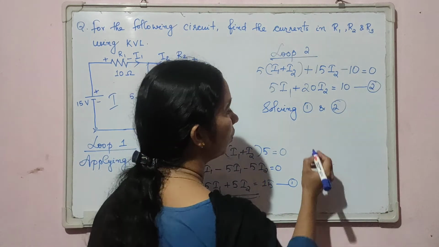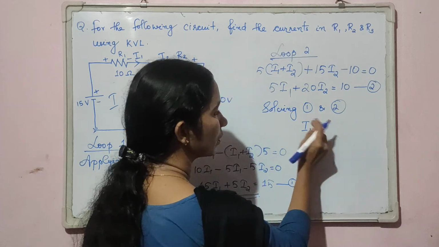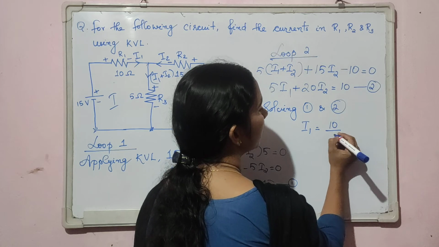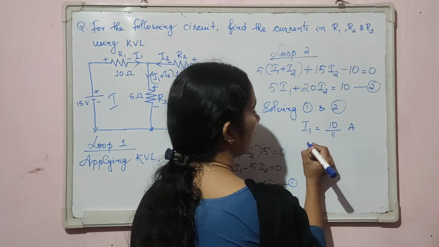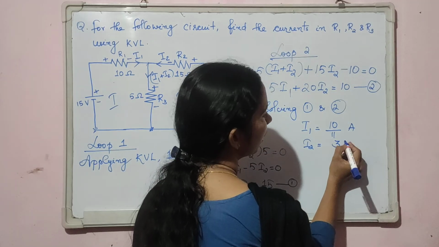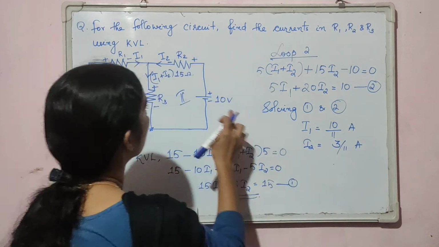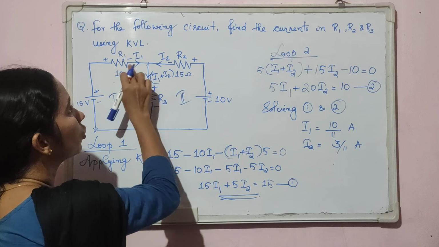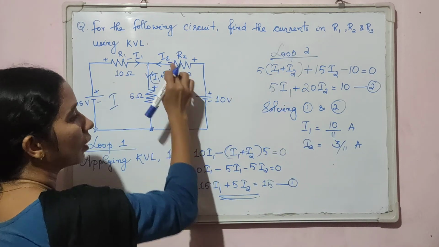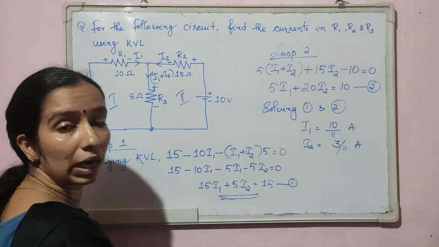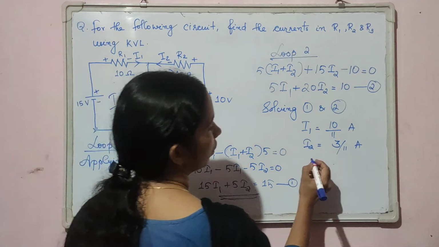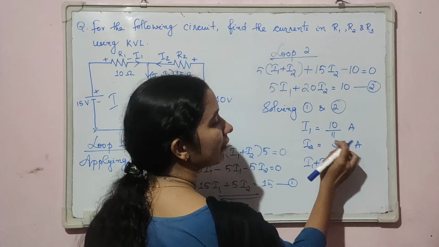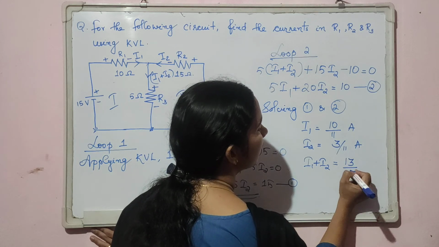We can use a calculator for solving the equations. I1 will be 10 by 11 ampere, and I2 will be 3 by 11 ampere. We have to calculate the current flowing through R1, R2 and R3. The current flowing through R1 is I1, through R2 is I2, and through R3 is I1 plus I2. So the current flowing through R3, or I1 plus I2, is equal to 10 by 11 plus 3 by 11, which is equal to 13 by 11 ampere.